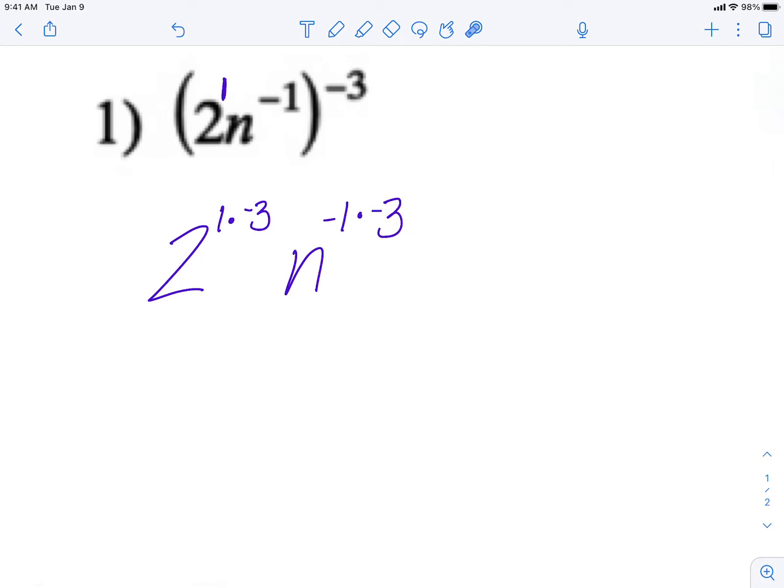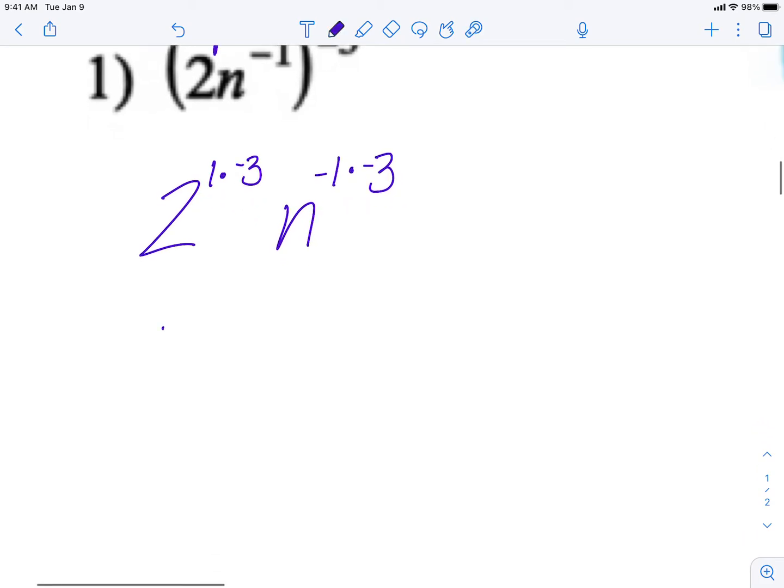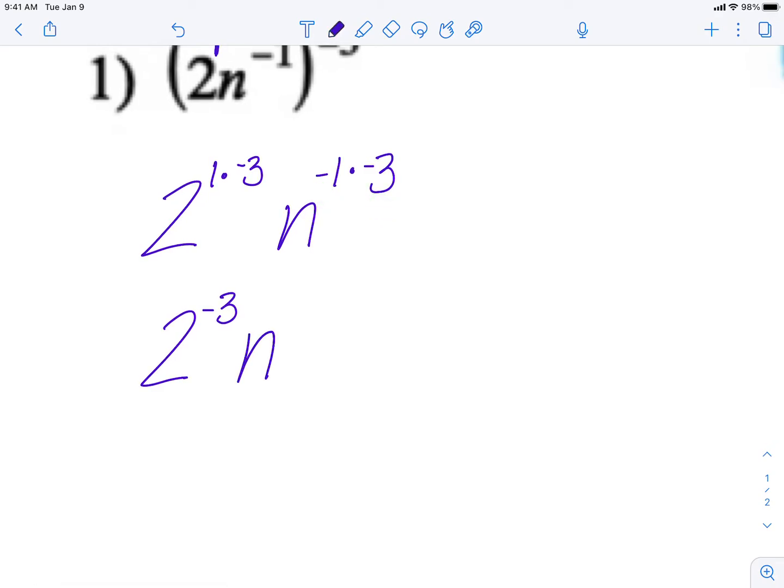Let's see. 1 times -3 is -3, so I'm going to get 2 to the power of -3. -3 times -3 is +9, so I'm going to get n to the power of +3, excuse me. Right? -1 times -3 is +3.